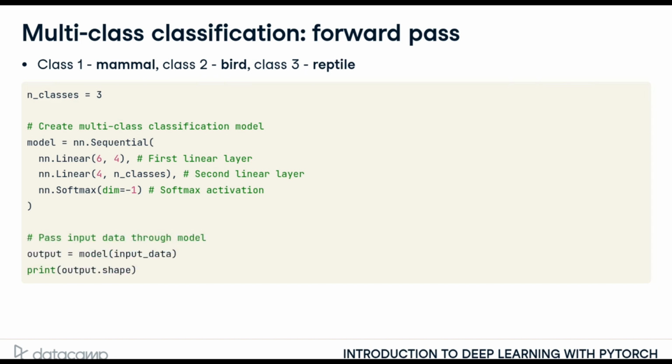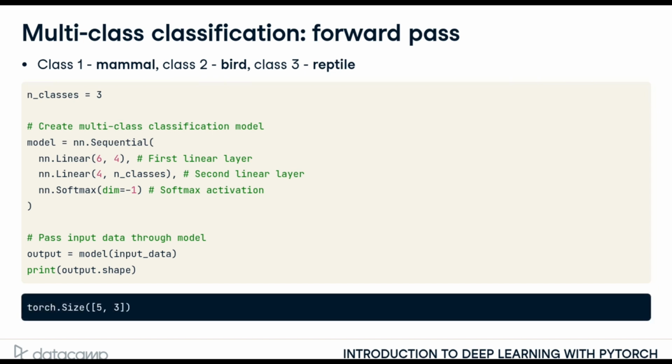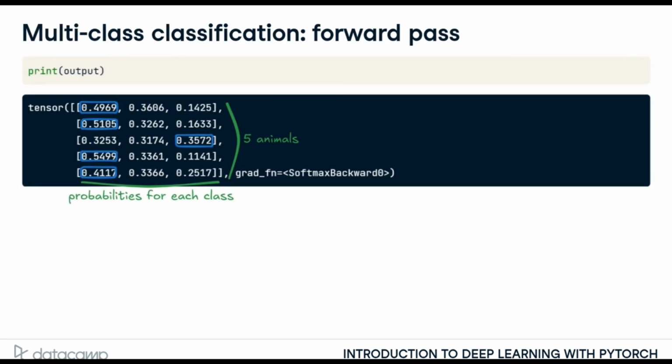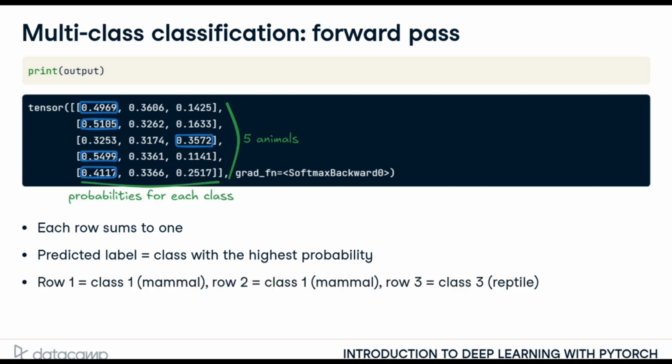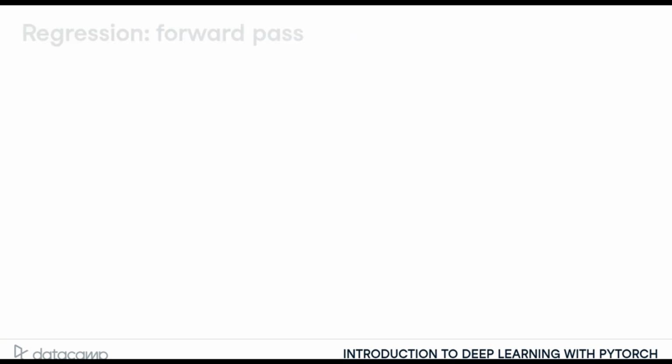Using the same input as before, the output shape is 5 by 3. When we print the output, each row represents probabilities for 3 classes, which sum to 1. The predicted label for each row is assigned to the class with the highest probability. In our example, the first and second rows are mammals, the third is a reptile, and so on.